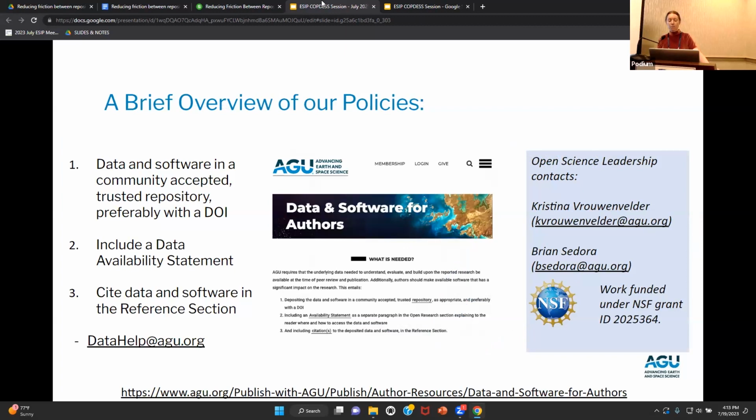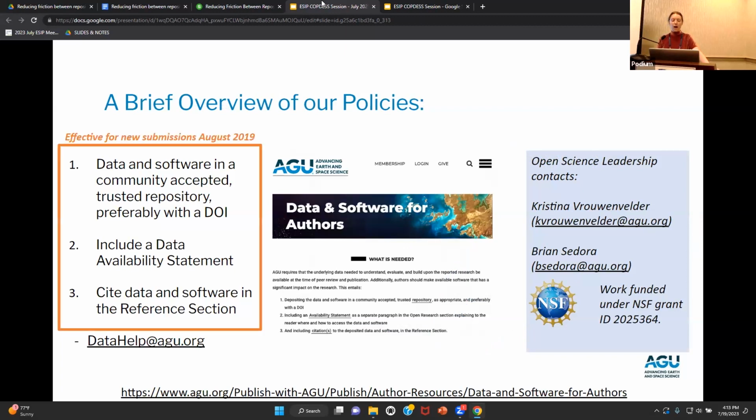So a brief overview of our policies. These policies actually were effective for new submissions as of August 2019. However, that grant that I just mentioned, that's as of 2020. The grant enabled us to start enforcing these policies. So we implemented them, we saw what happened, and we realized the need for this extra guidance for authors, extra training for editors, and extra support for our staff to actually implement this.